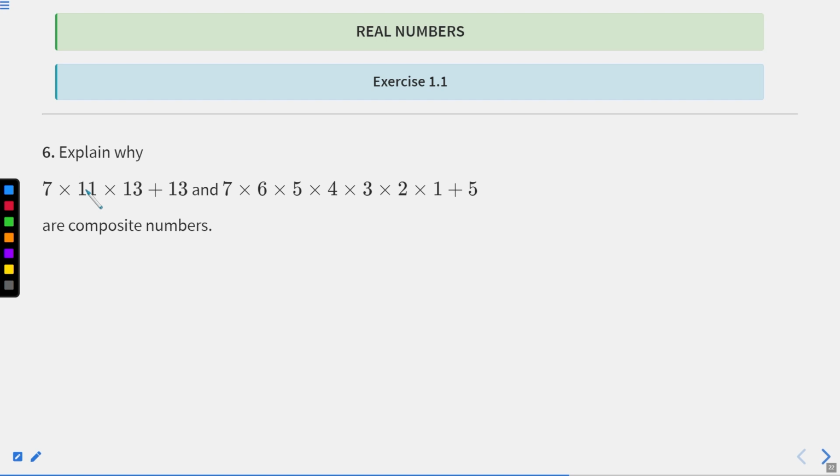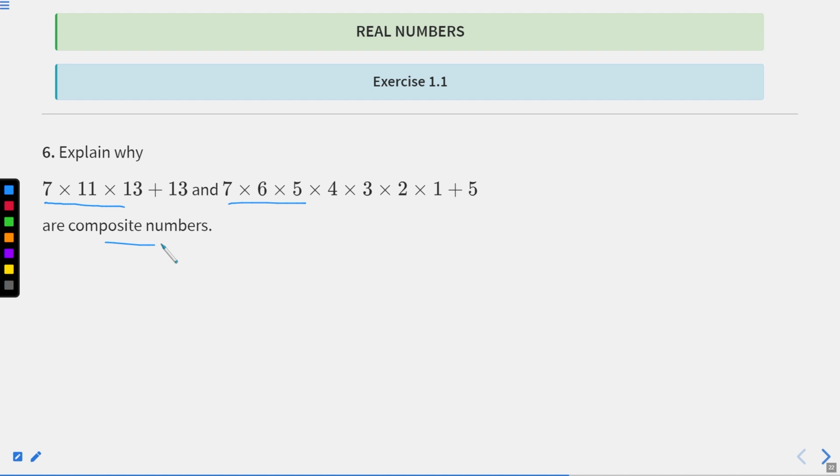Now explain why these are composite numbers. So we know what is meant by composite numbers. A composite number is a number which has divisors other than 1 and itself. In other words, besides being divisible by 1 and itself, composite numbers have more than one other divisor.